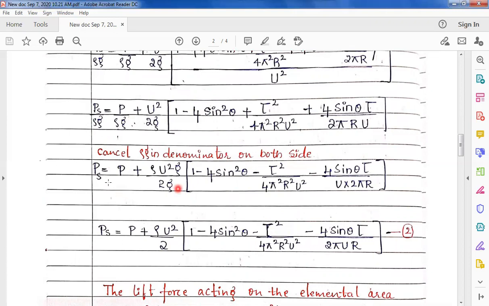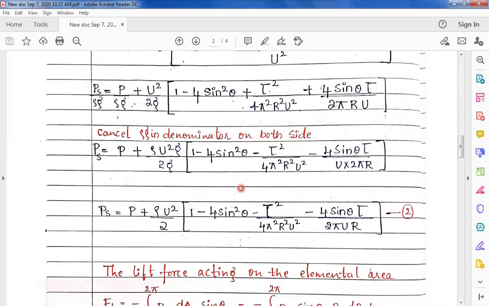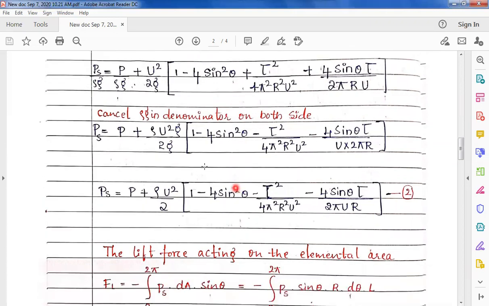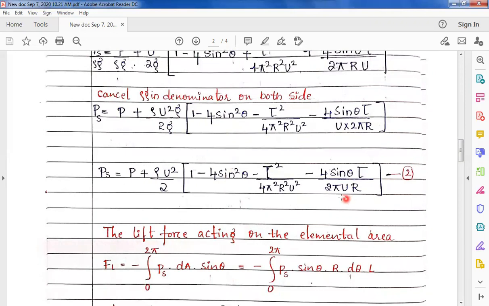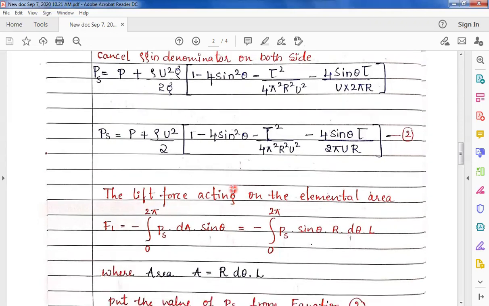Okay, so ps is equal to p plus rho u square g by 2g into, write down this above equation. Clear? And this g and g will get cancelled. Again, write down the changes you have made, that equation here. Okay, next this equation you can consider as equation number 2.